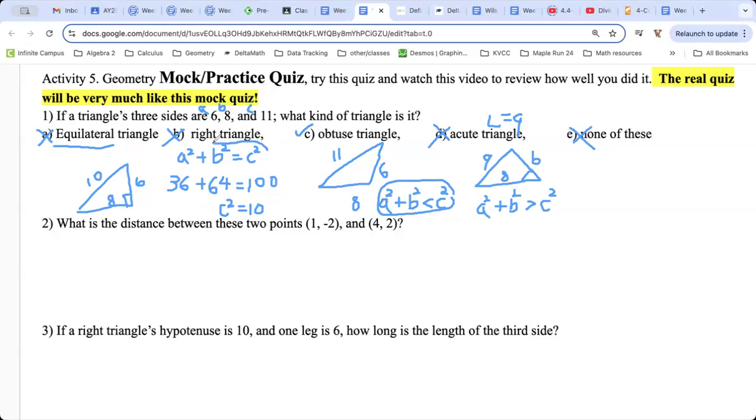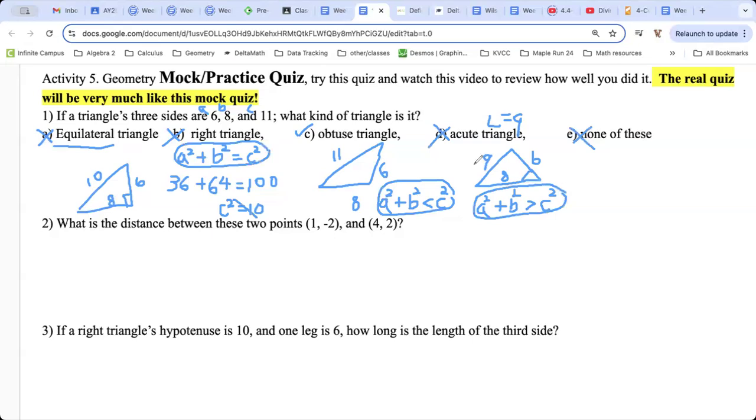If it's a right triangle, the squares should equal each other, but in this case that's not true. We don't have a 10. We had 11. And if that were 9, you would have an acute triangle. All right.